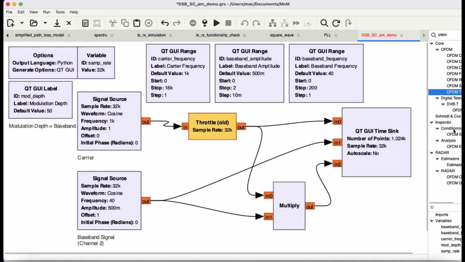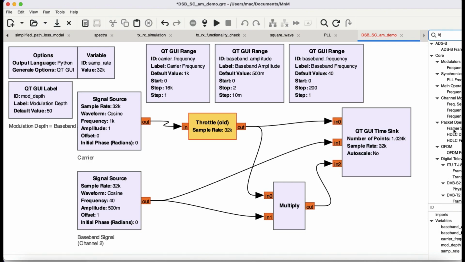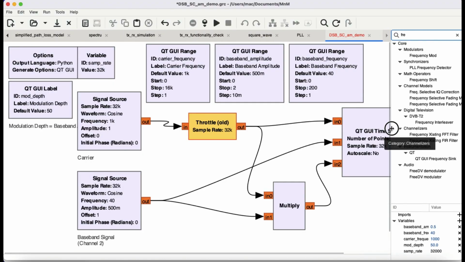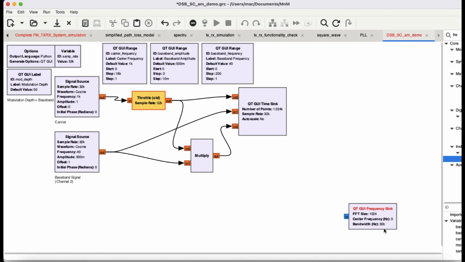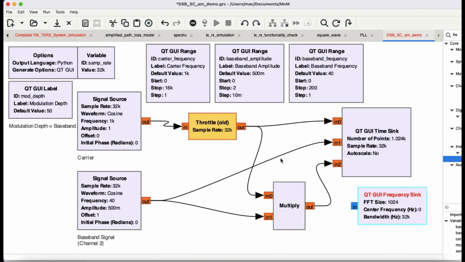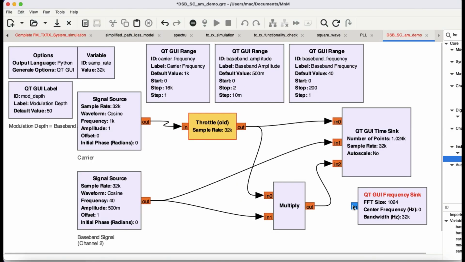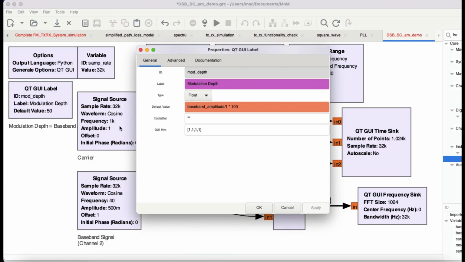You know what? I can also include a frequency sink graph as well. By going into a slider, you can simply have a frequency slider here. I think it's already here. Let me just make it smaller. So let's look at the output of my modulated signal as well. Then I have a label. Basically, I'm labeling it baseband amplitude divided by 1 times 10. So it's basically giving you that modulation depth.